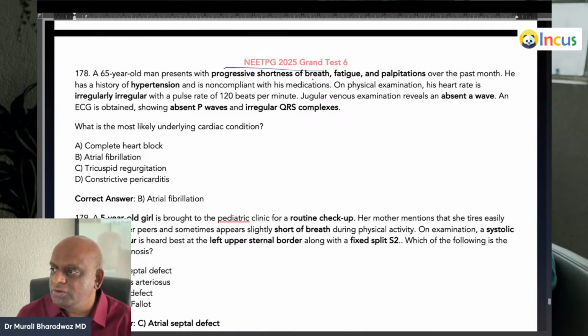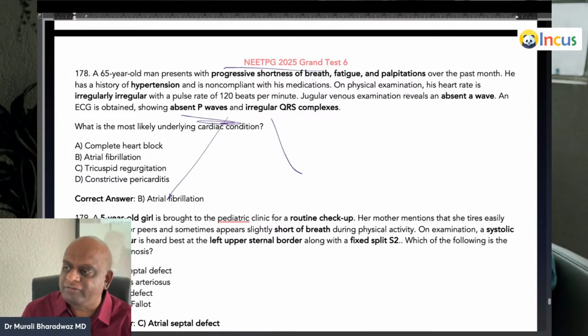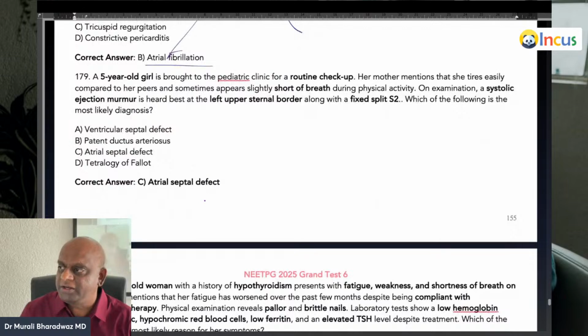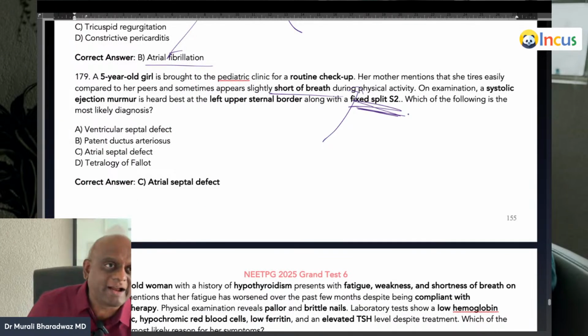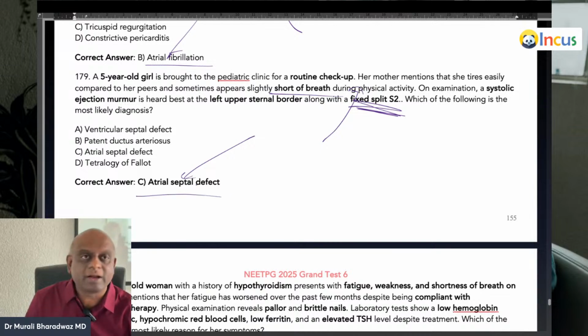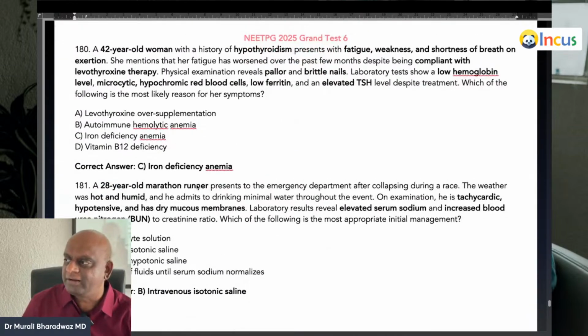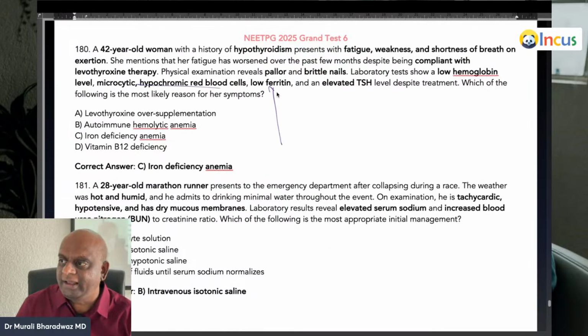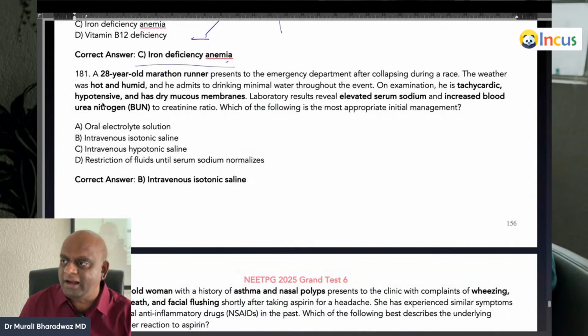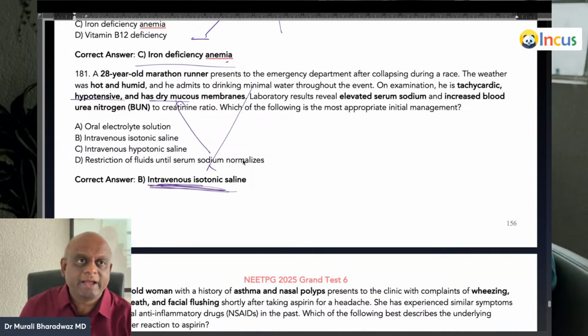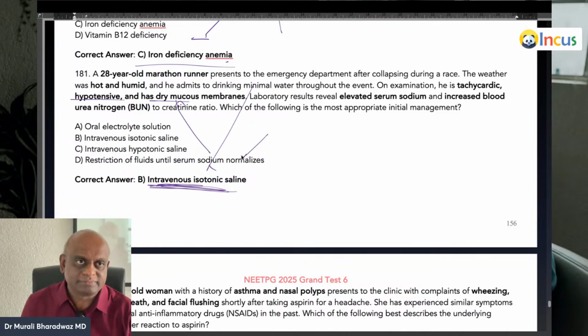A 65-year-old with progressive shortness of breath, absent P waves is atrial fibrillation. Shortness of breath, fixed split of the second heart sound is classical hallmark of atrial septal defect. Hypochromic microcytic RBC with low ferritin means iron deficiency anemia. Patient is tachycardic, hypotensive, dry mucous membrane. The most physiological fluid is isotonic saline.